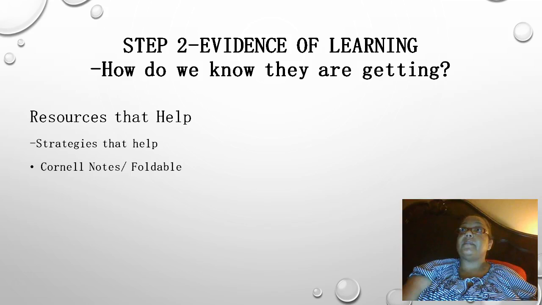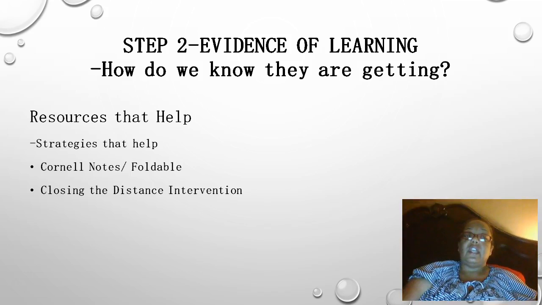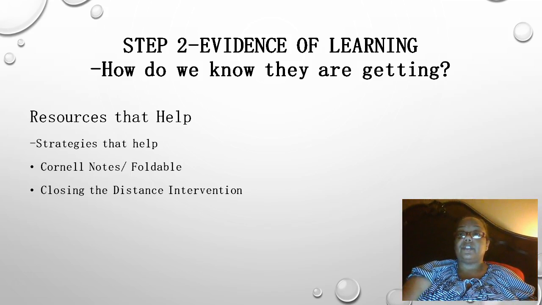So to help them learn, we're going to have them make Cornell notes or foldables. We're going to use interventions, closing distance interventions for one. This is to help students who are struggling in some of these areas. And clarifying activities, things that clarify the learning for each student.